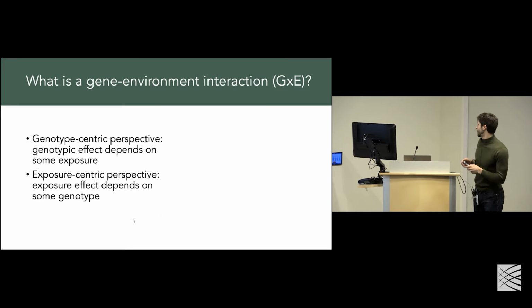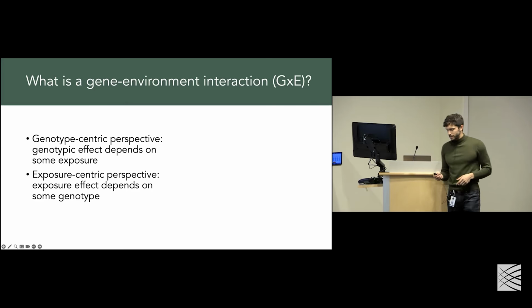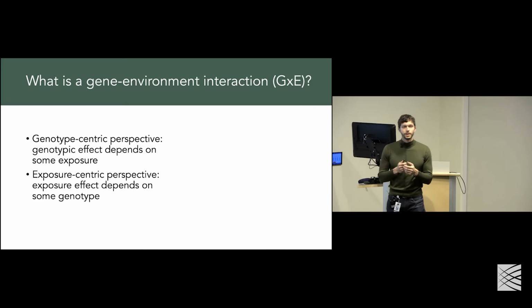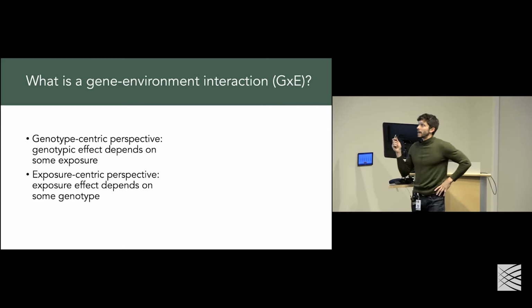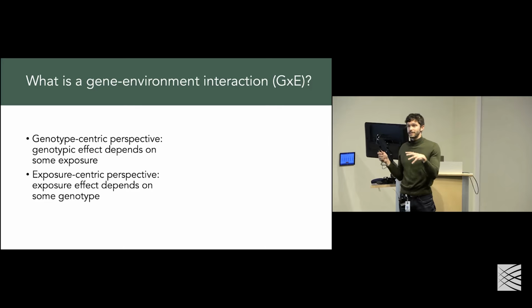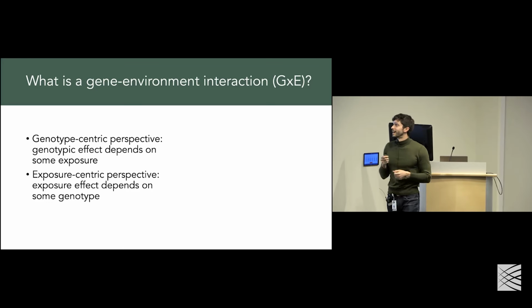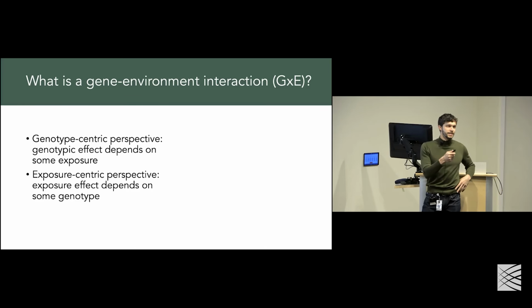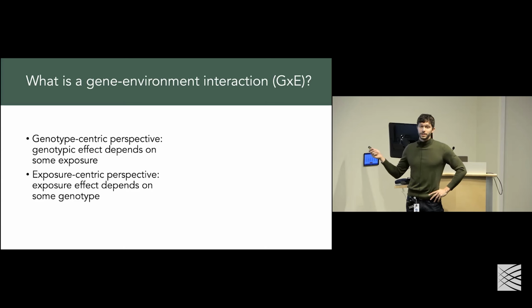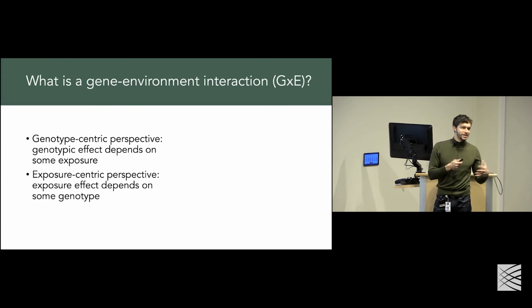So to broaden that perspective, let me just get my mouse out here. We can think about a gene-environment interaction from one of two perspectives. One is a genotype-centric perspective, where we're thinking about the effect of a genotype like we typically are, maybe more often at the Broad. What is the effect of a genotype? And then we add in the exposure by asking, how does that effect change depending on what the exposure level is?